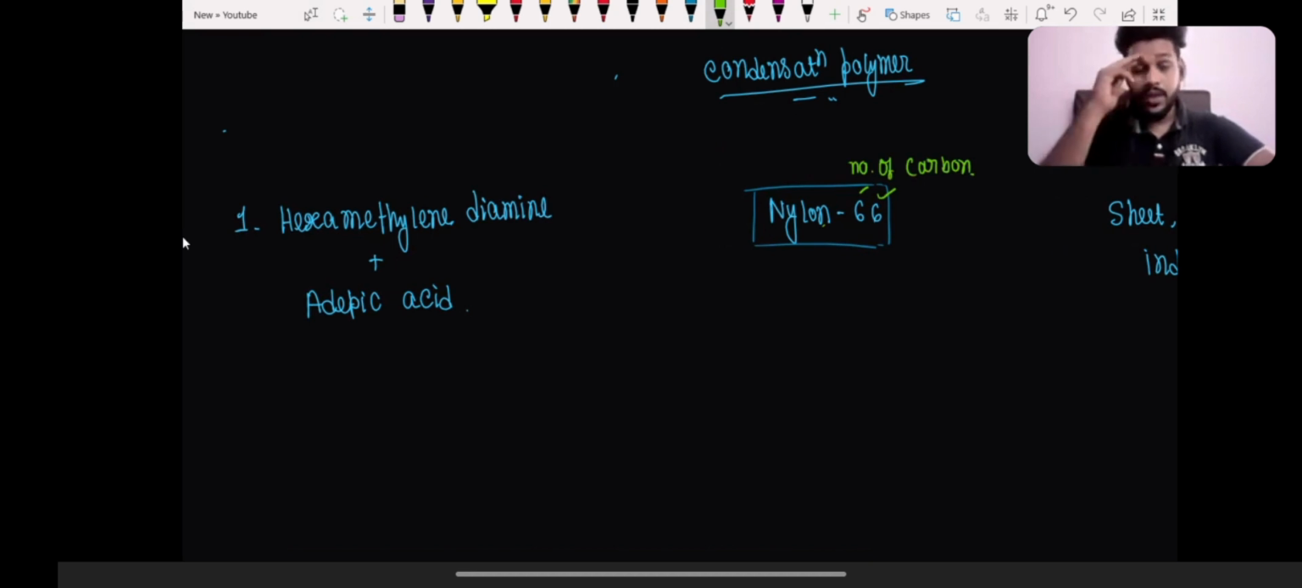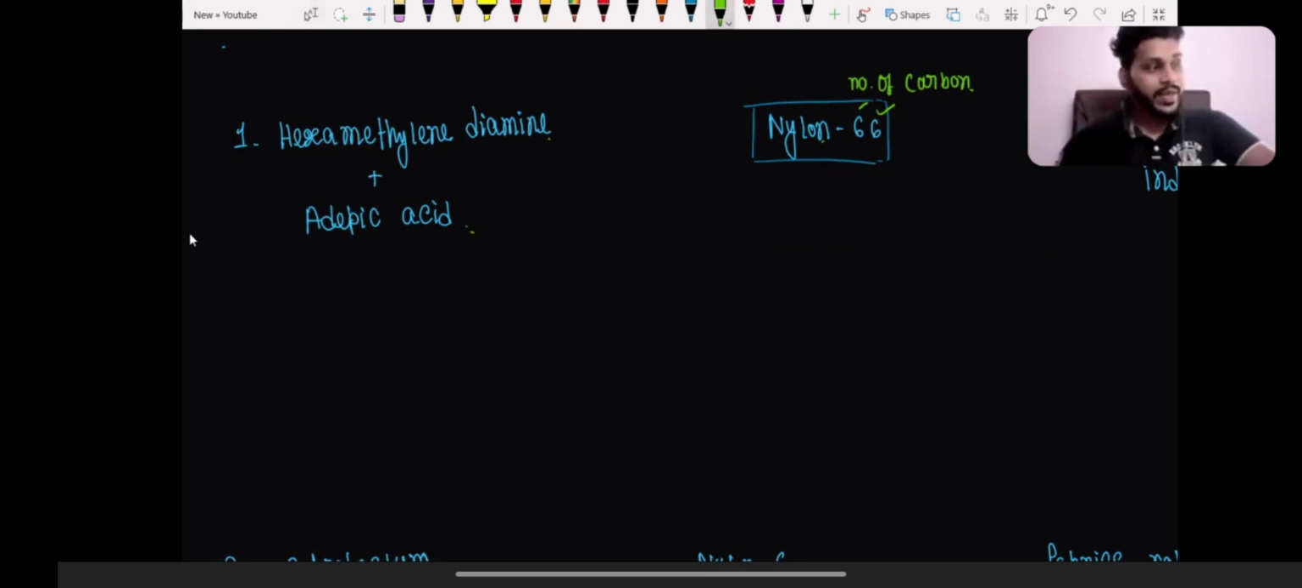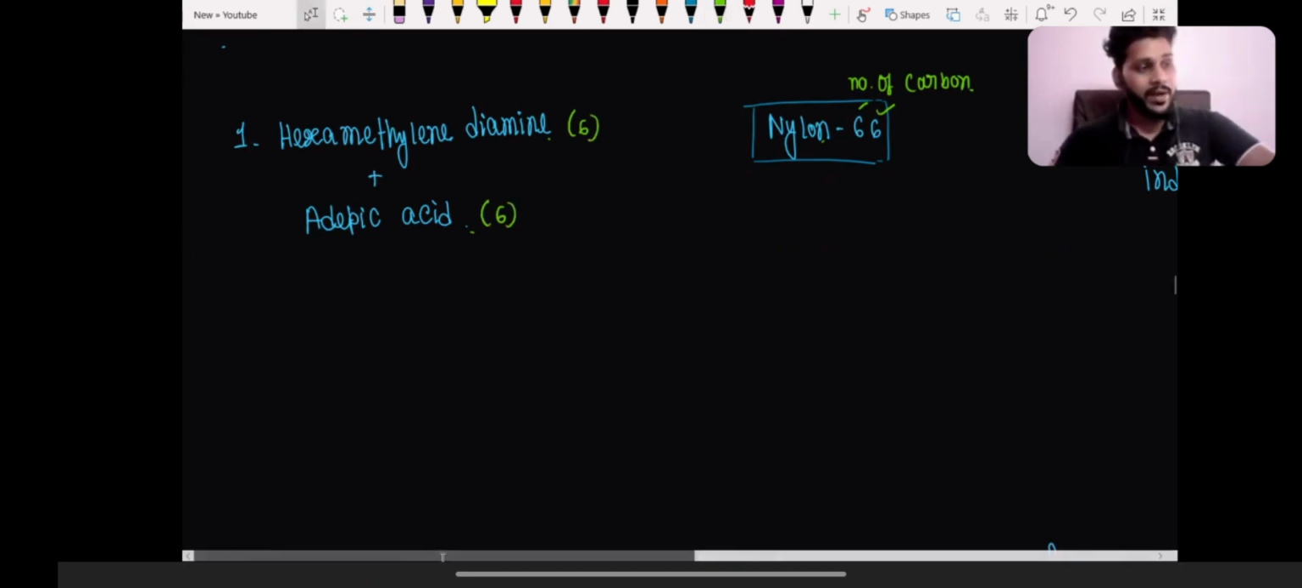So guys, it's a copolymer. Copolymer, do you remember that? Two different types of monomer combined together to make a polymer. This is that one. See, two monomers, hexamethylene diamine and adipic acid. When you combine them together, we get a combined structure that is getting polymerized here. So in nylon 66, this is our number of carbons. Hexamethylene diamine would have 6 carbons. Adipic acid would have 6 carbons. Now, when they combine together, we get nylon 66.